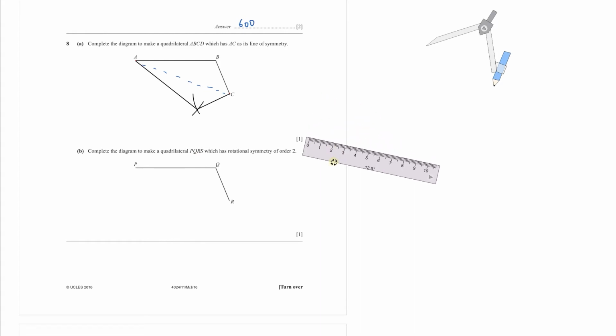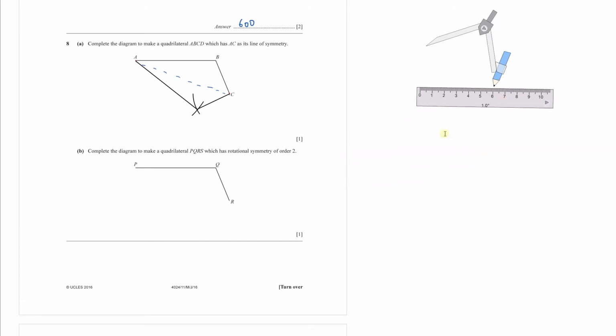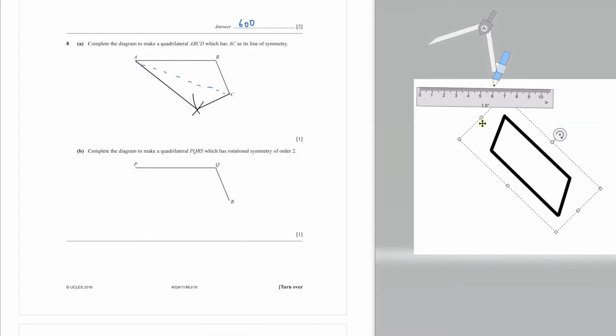So let's move on to part B, which is: complete the diagram to make a quadrilateral PQRS which has rotational symmetry of order 2. So we know that this cannot be a rectangle because this is not a 90-degree angle. So this shape can be a parallelogram, and we know that a parallelogram indeed has order of rotational symmetry 2, which I can quickly show here if you look at this parallelogram.